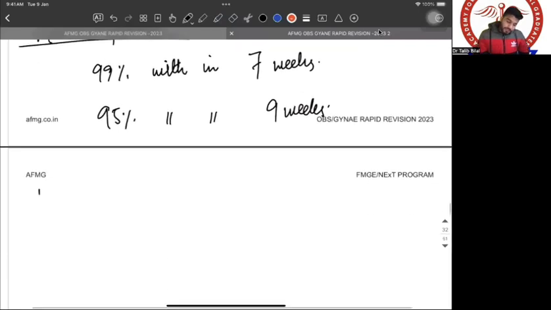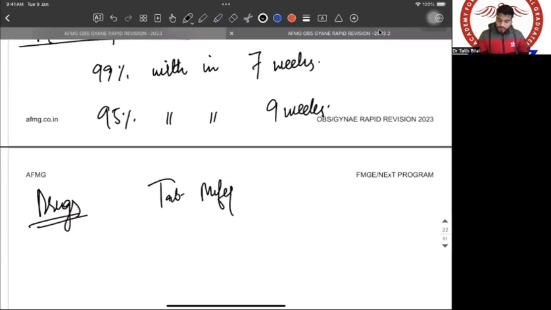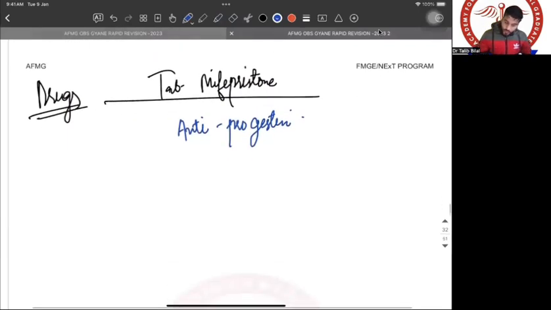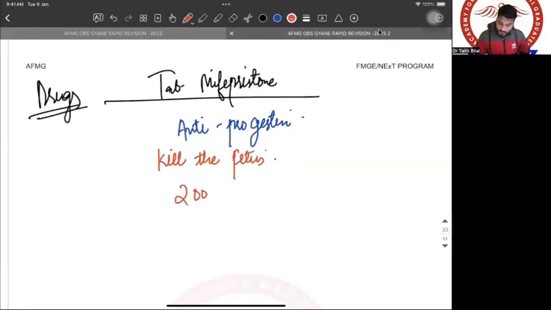What are the drugs that we use, guys? The first drug that we use is tab mifepristone. Mifepristone is which class of drug? Yes, it is an antiprogestin. What is the function of this mifepristone, guys? It will kill the fetus. And how much are you giving? 200 to 600 mg.